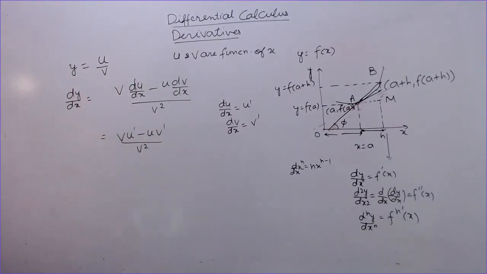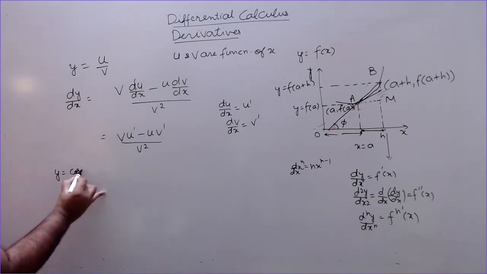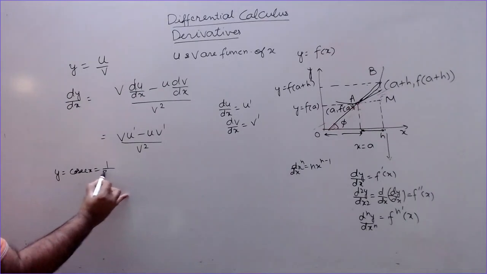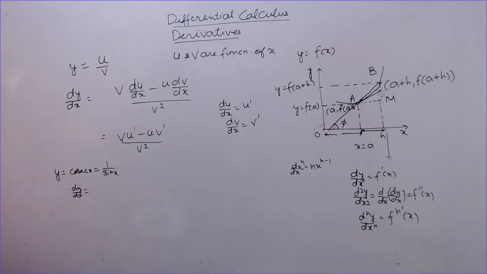So now we can find the derivative of a function. For example, you have y is equal to cosec x, which is 1 by sin x. I have to find dy by dx. There are several methods of solving any problem, and we are discussing here some of them. As the discussion progresses, you will find that other methods can also be used to solve these problems.